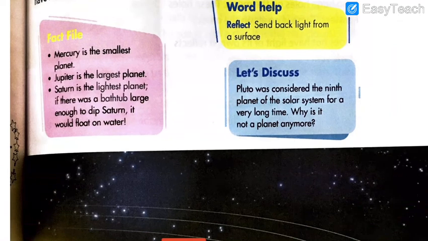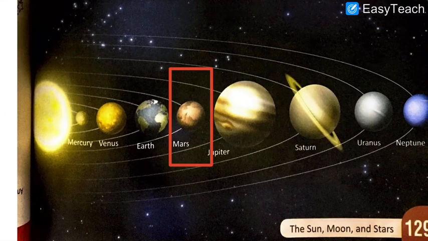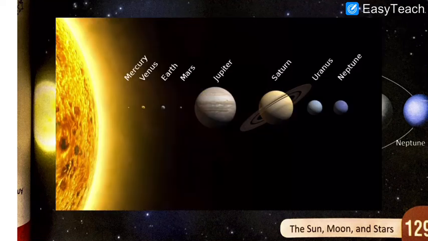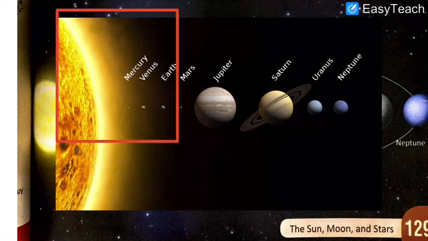Now, here one good fact is given, points are given. Mercury is the smallest planet. You know that? Can you see in the picture? Mercury is the smallest planet. Let me show you one interesting original picture I have taken from internet. See students, I have brought another picture. I have overlapped the picture, original picture I have brought from the internet.